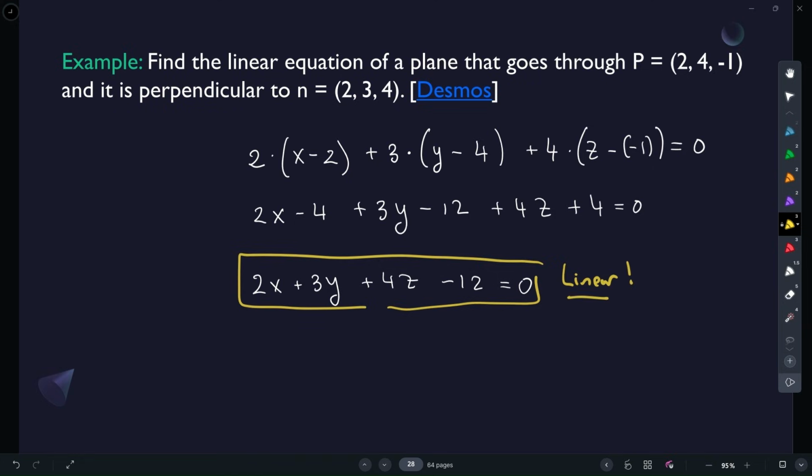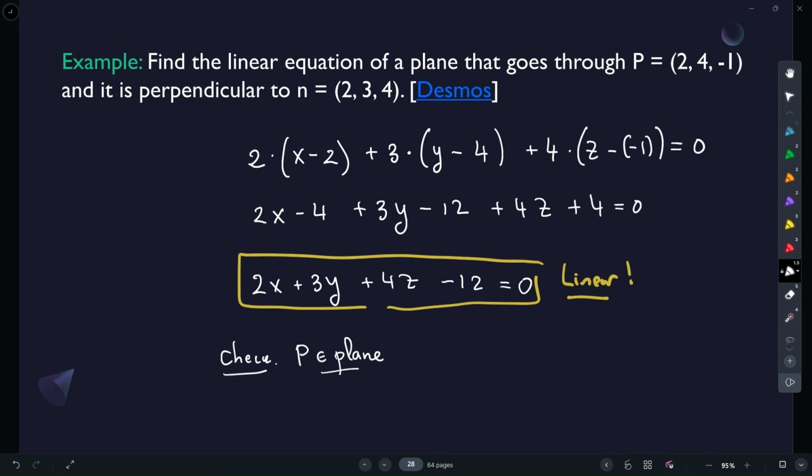And we can do a couple of checks. One check is that it has to be a plane normal or perpendicular to 2, 3, 4, and 2, 3, 4 should be the coefficients that appear in front of the x, y, and z. That is true. And second, it has to go through this point. So I can check that P belongs to the plane.